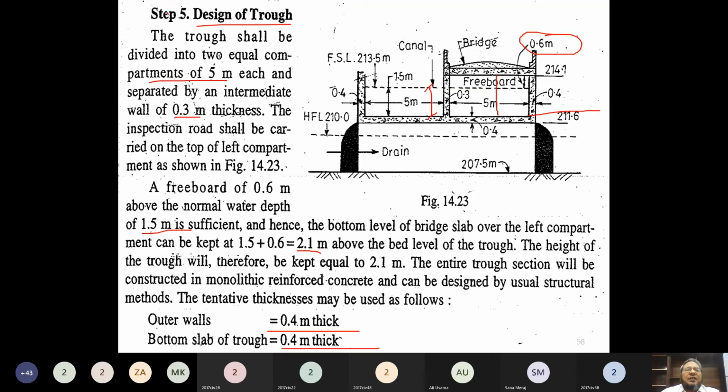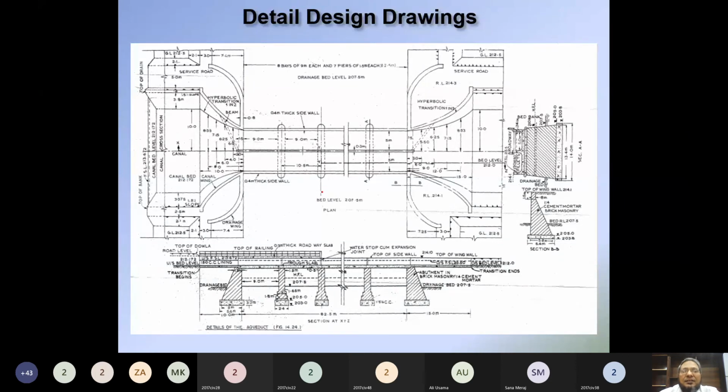So this is the design of trough. All right. So water will move in this as well as in this. So the clear waterway is 10 meter. This is the complete drawing of the aqueduct, and this was type 3 aqueduct. Actually, the canal was coming like that. This was the bottom width of the canal, and this is the top width of the canal. And we have provided this transition. Okay. And then this is the trough. Its length is 82.5 meters, and this width is 10 meter. The fluming ratio is 50%.